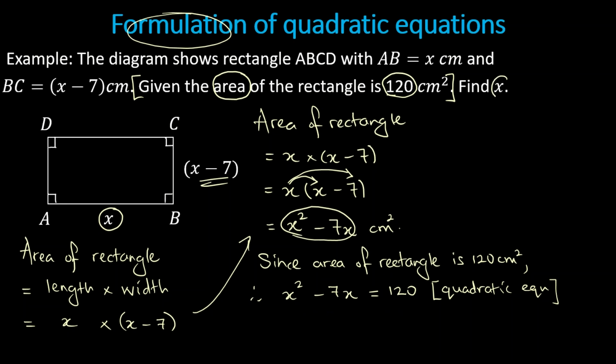Now to find the value of x, we simply have to solve this equation, right? And you already know how to solve this equation by sending the 120 on the left and using factorization, right? So let us send the 120 on the left. We obtain x squared minus 7x minus 120, and this equals 0. Now we have to factorize the expression on the left hand side.